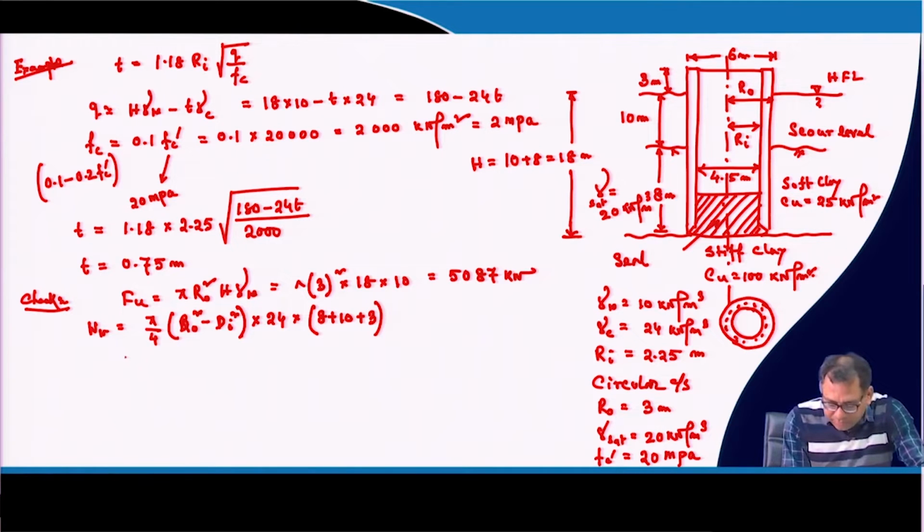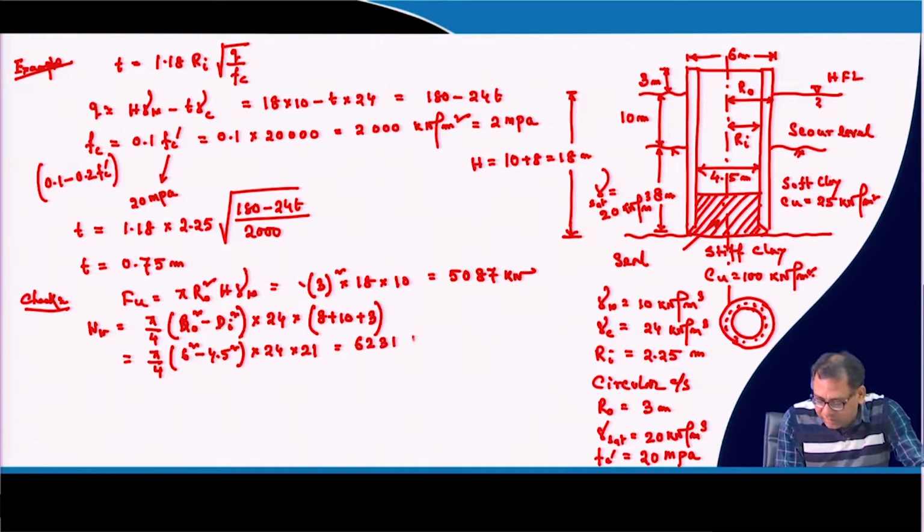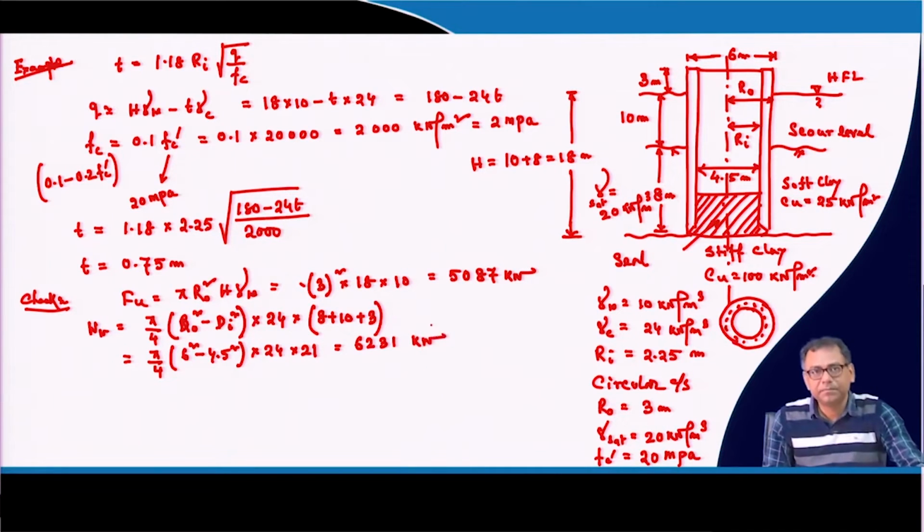So, now if I provide the r0, d0 and di values, this is pi by 4 into 6 square minus 4.5 square into 24 into 21. So, that is equal to 6231 kilonewton. That is the weight of the well.